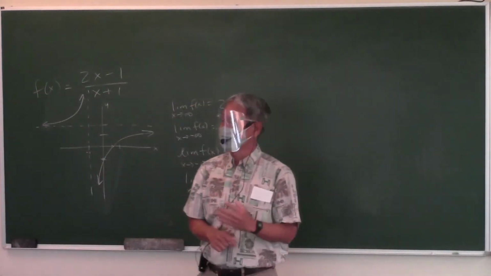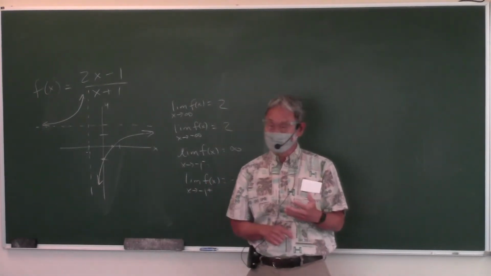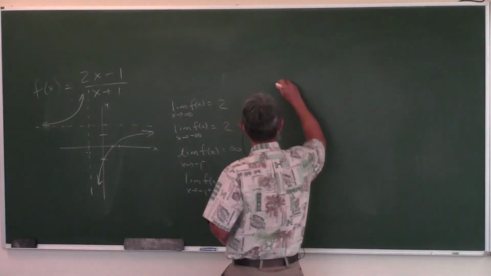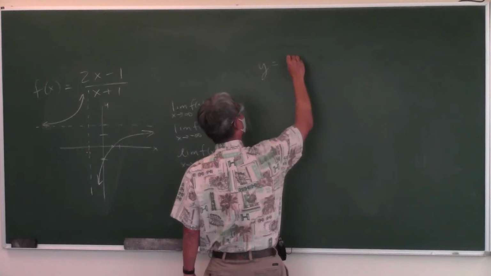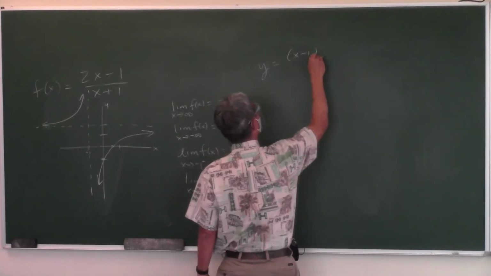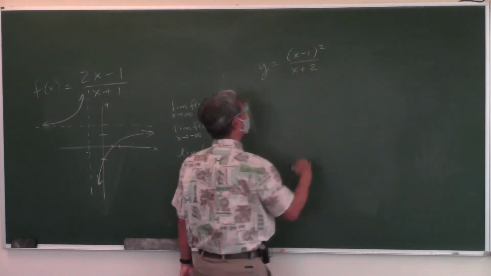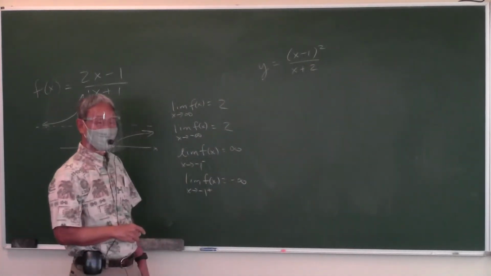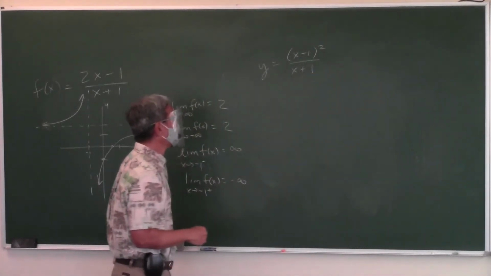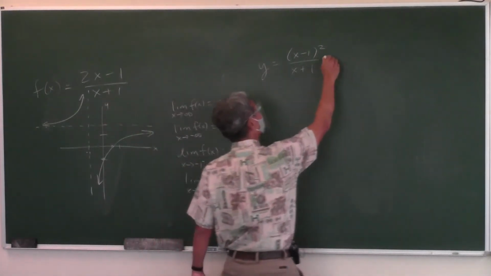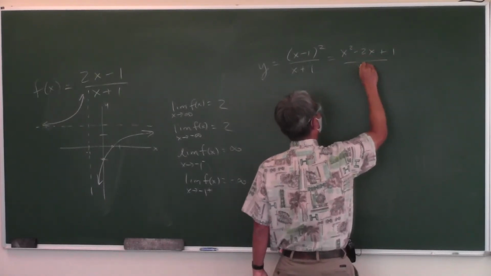Okay, next thing we're going to learn is how do you graph things with slant asymptotes? Now, I know you guys did this last year. So let's do an example. Y equals, let me think. How about x minus 1 squared all over x plus 2? No, I want to change that to x plus 1. Probably makes it nicer. Okay, so the first thing you want to do is multiply it out: x squared minus 2x plus 1 all over x plus 1.